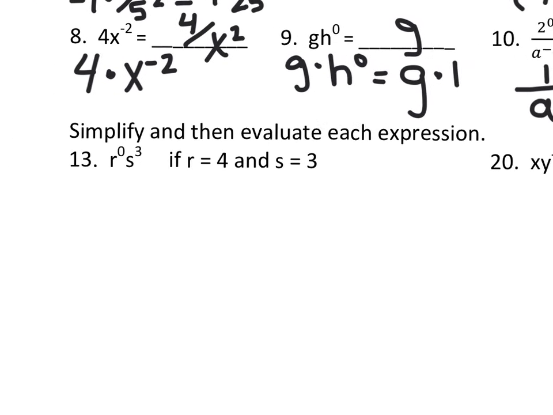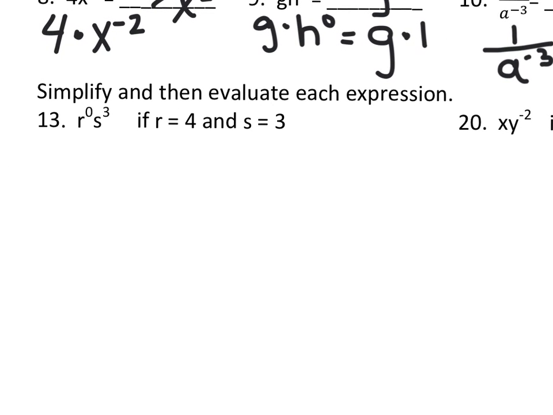All right, 2 last ones. Simplify and then evaluate the expression. Okay, it's telling us r to the 0 and s to the 3rd. We know that r is 4 and s is 3. So the first thing that we want to do is plug in. So r to the 0, so we've got 4 to the 0 power. Notice I put it in parentheses, and that I do in case there's a negative, I know that I include it, times s, which is 3 to the 3rd power.